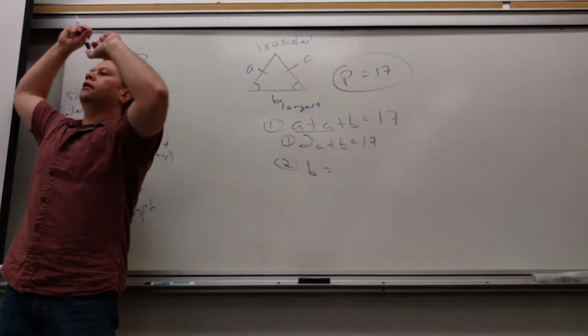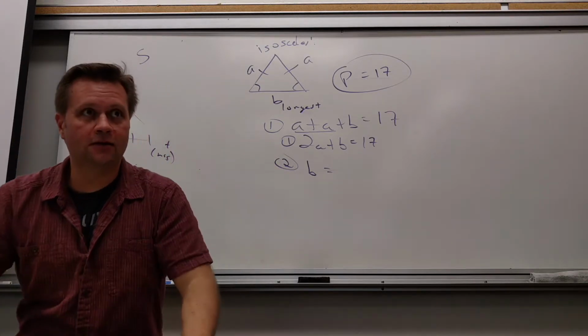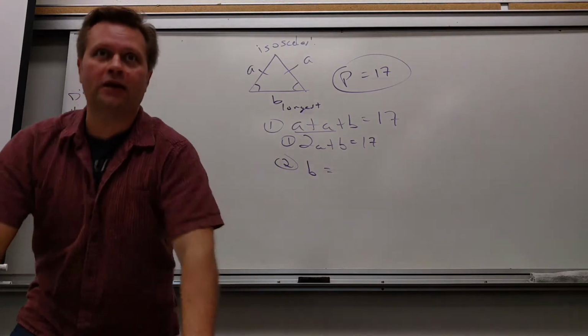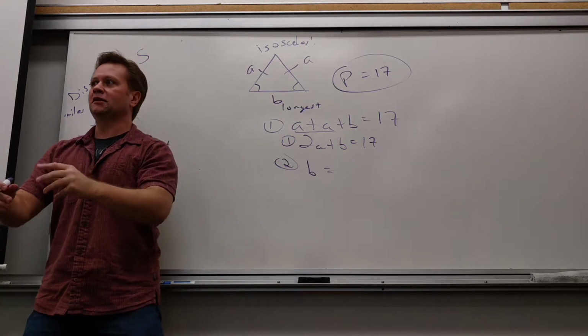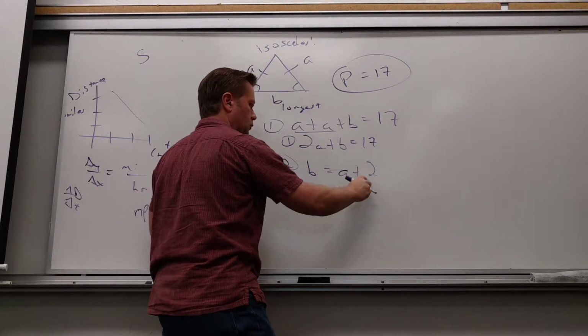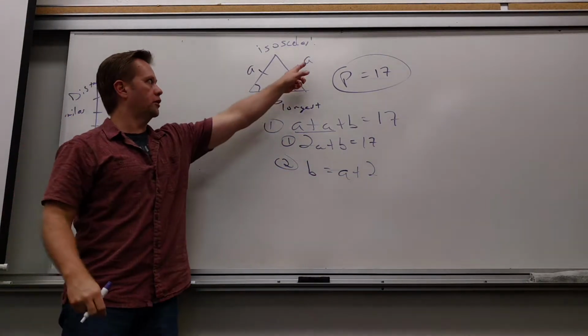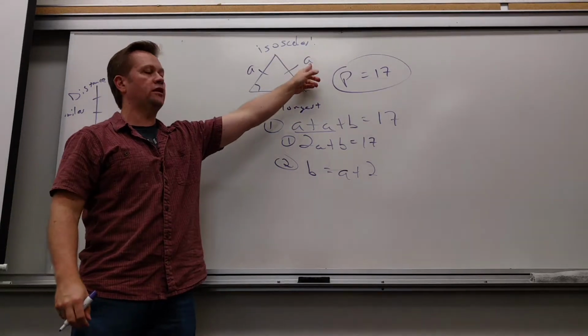Not 2A plus 2. What's 2 more than A? So B equals A plus 2. It didn't say 2 more than twice. It said 2 more than either of these, which is just one of these plus 2.